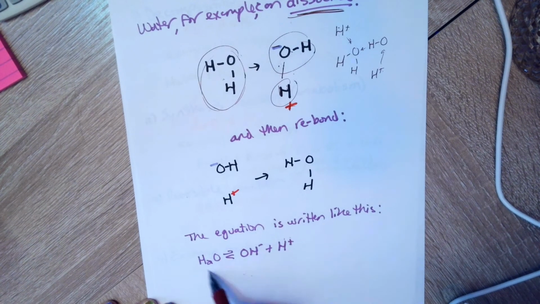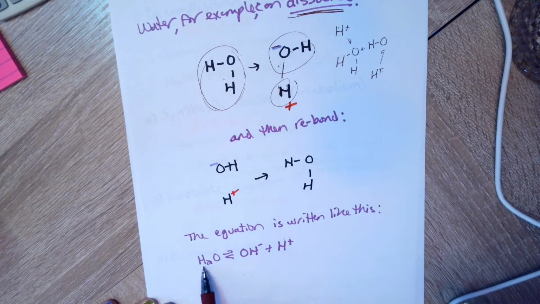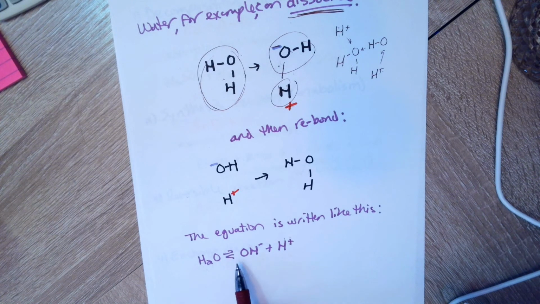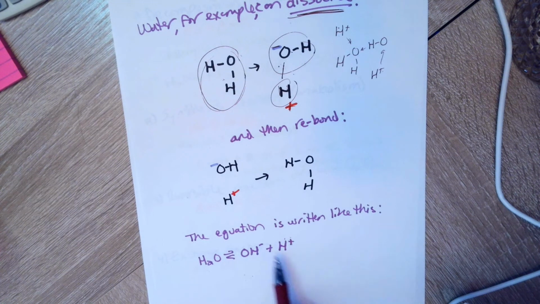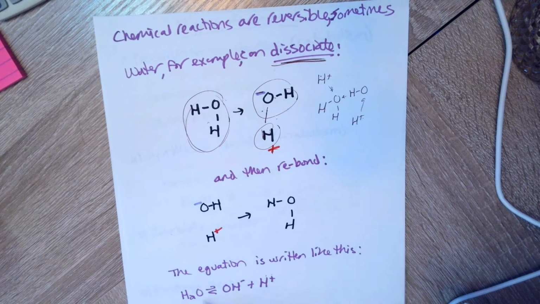And when you write that in chemical notation, you do H2O. These double arrows mean that the reaction is reversible. So it'll dissociate to give you OH minus plus hydrogen. Or they can rebond, where you bond the hydrogen back to the OH and you end up with H2O again. And a lot of reactions can go back and forth like this.